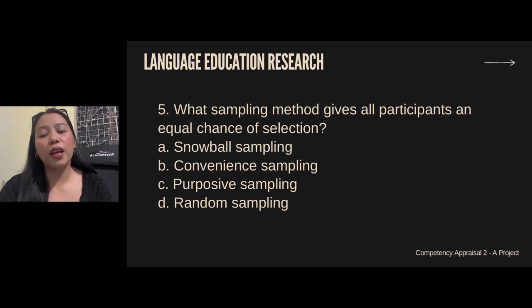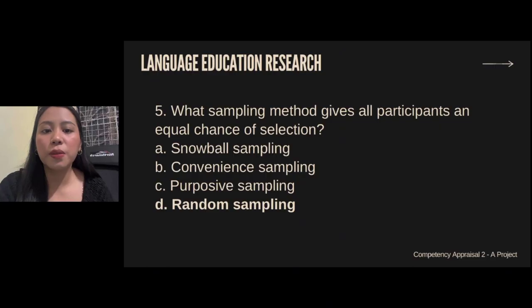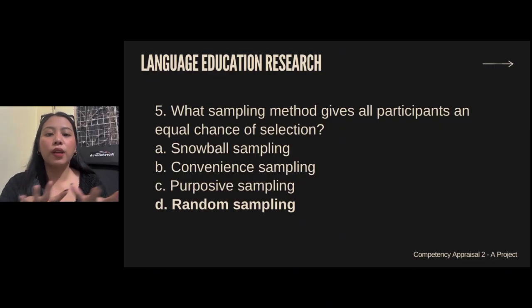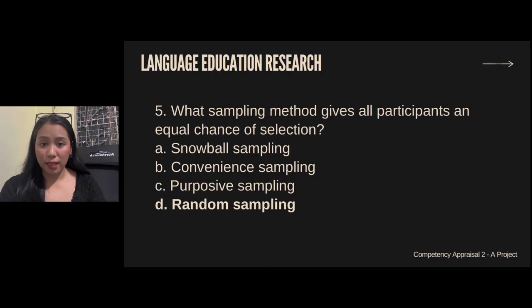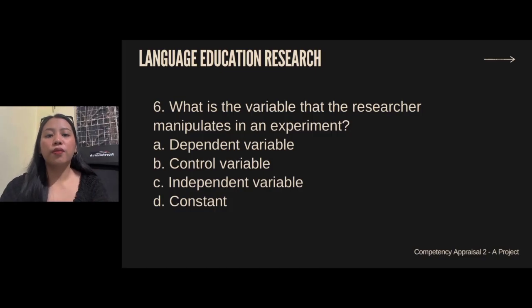Okay, the correct answer is letter D, the random sampling. With that sampling, everyone in the population has an equal chance to be chosen, which helps to reduce bias. Letter A, snowball sampling, only relies on referrals, not equal opportunity, while letter B, convenience sampling, only picks people who are easy to reach. Letter C, purposive sampling, is just targeting specific traits or characteristics for their research. And for number 6, what is the variable that the researcher manipulates in an experiment?